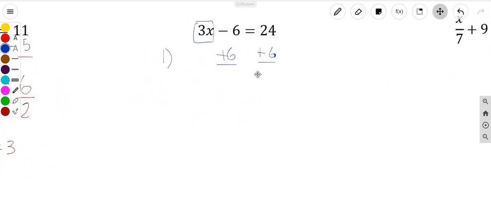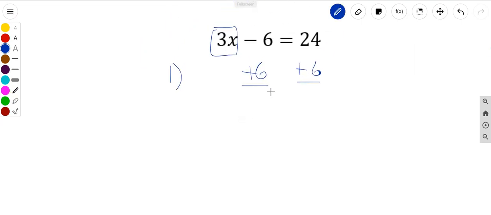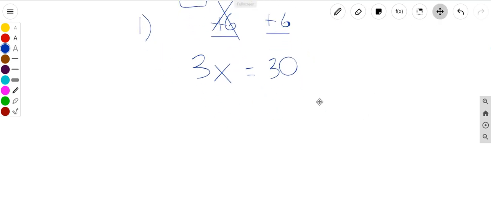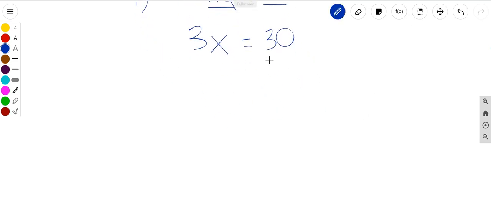So we get rid of that. And then once we rewrite the equation, it looks like we get 3x equals 30. Okay, so we're close. A lot of times I see students say, okay, our answer is 30, we're done. Very tempting, but we have one more thing.